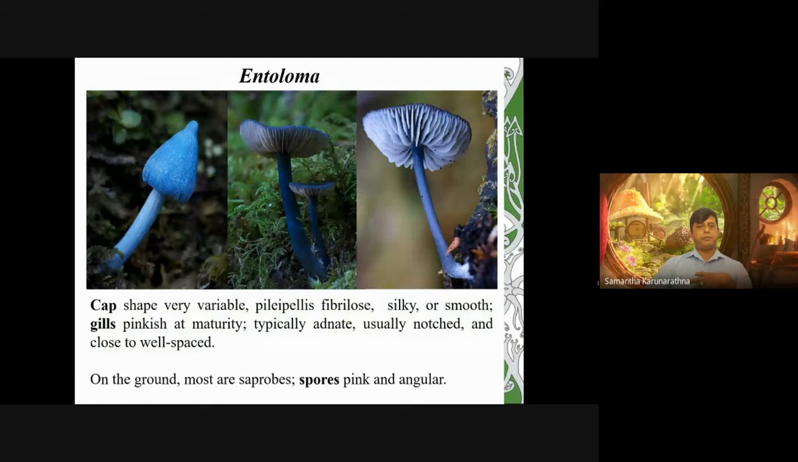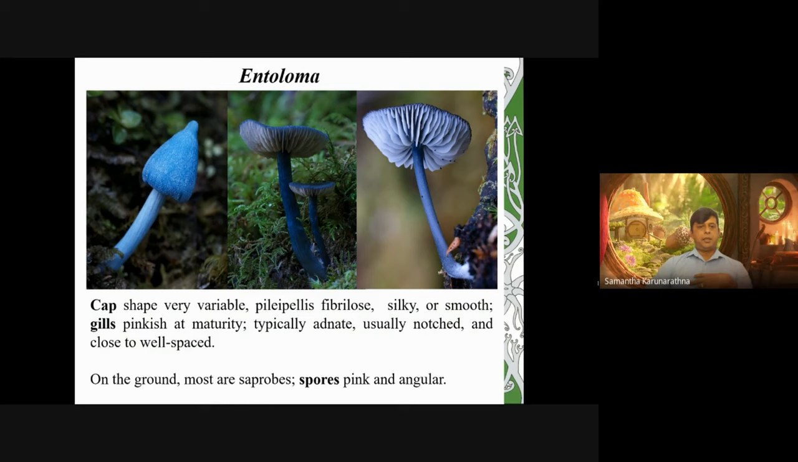So this is Entoloma. One of the most beautiful mushrooms is in this genus. This is the blue Entoloma. This genus can be distinguished based on the pink gills, because they have pink spores. And the cap shape can be variable. There are no certain shapes. And the cap can be silky or smooth. The gills are pinkish at maturity, but in the young stage, they are white.